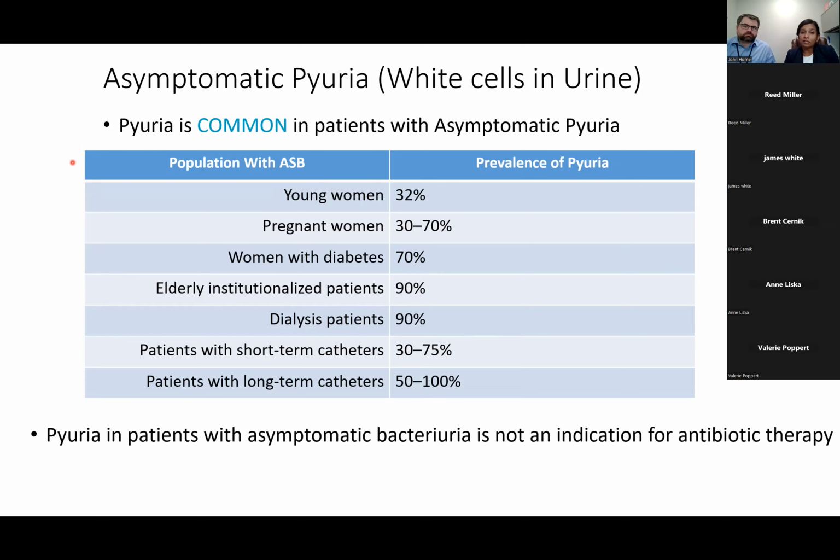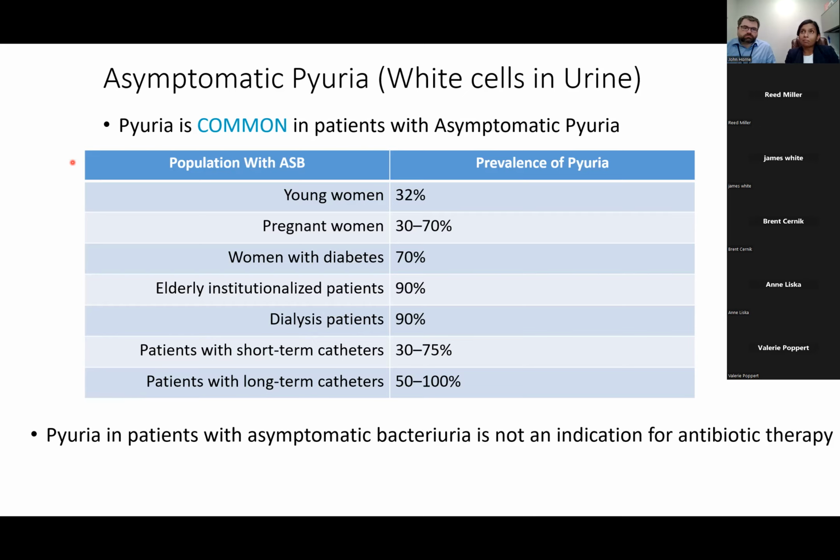In a young female, about 32% will have white cells with no symptoms. In a pregnant female, it can be up to 30 to 70%. Women with diabetes, 70%. Elderly patients with instrumentation, Foley catheter, 90%. Dialysis patient, 90%. As you see, it's really common to have white cells in the urine. If there are no symptoms, we really should not be giving antibiotics just for white cells in the urine.